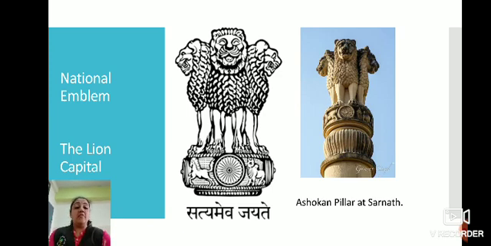One is hidden from view. See here in the picture, you can see only 3 lions. Then why is it said that 4 lions are there? One is hidden from view. And these 4 lions are facing towards 4 directions. These lions, back to back, are mounted on a circular abacus, which has 4 chakras and sculptures of a lion, a bull, an elephant and a horse between them. See here, you can see below this national emblem.